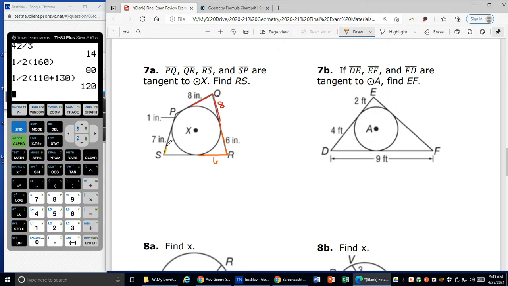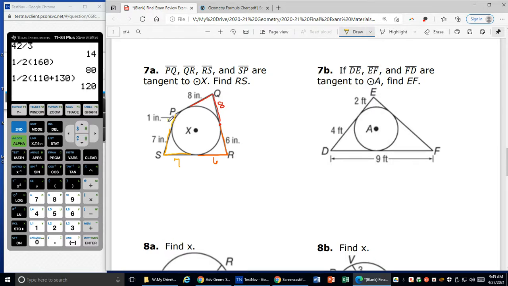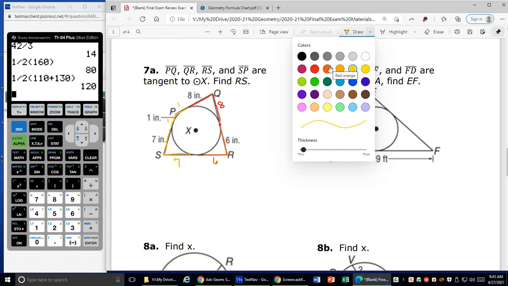If S to the point of tangency is 7, then S to the other point of tangency is also 7. And if P to the point of tangency is 1, then P to the other point of tangency is 1. So now my question is to find RS.